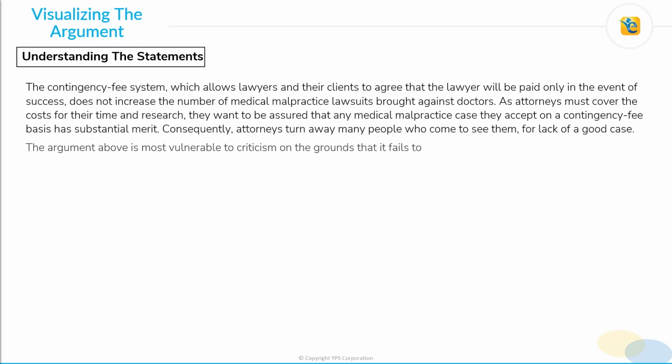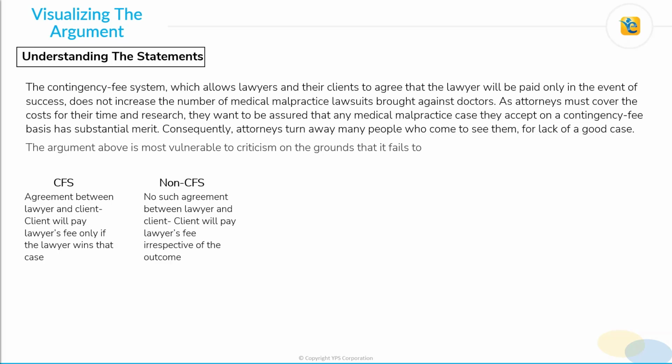Alright, so you have already read the passage. Now the passage talks about the contingency fee system, which has been abbreviated as CFS. As per CFS, there is an agreement between the lawyer and client, and the agreement is that the client will pay the lawyer's fee only if the lawyer wins that case. Alright, so this is as per CFS.